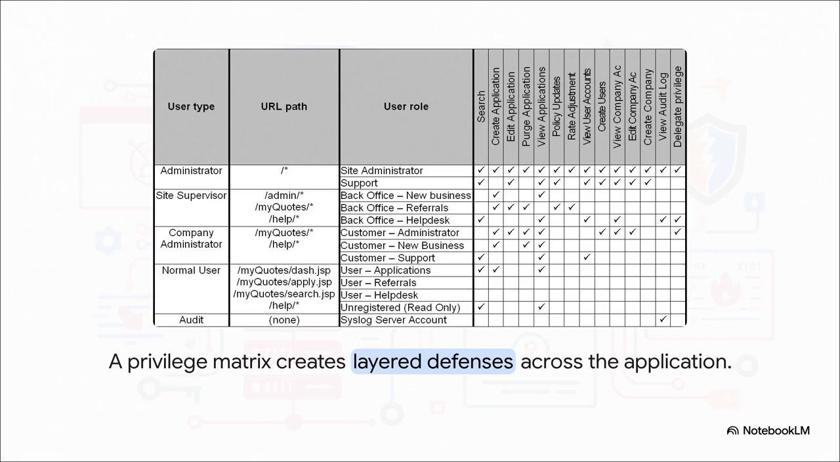And this visual here, a privilege matrix, is a great way to think about it. It clearly defines what each user role is allowed to do, and at what layer. This way, even if one of your security controls fails, maybe there's a bug in the code, another layer of defense, maybe at the network level, is there to stop an attack in its tracks.